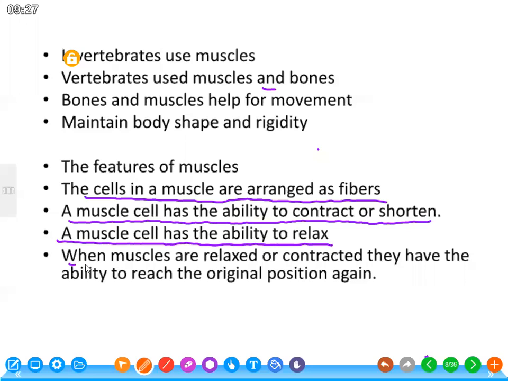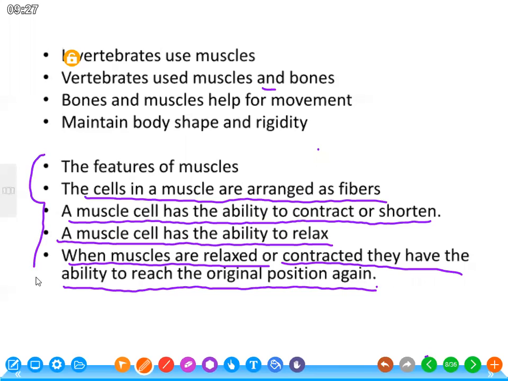Fourth, when muscles are relaxed or contracted, they have the ability to reach the original position again. So this is the important point. These are some features of muscles.